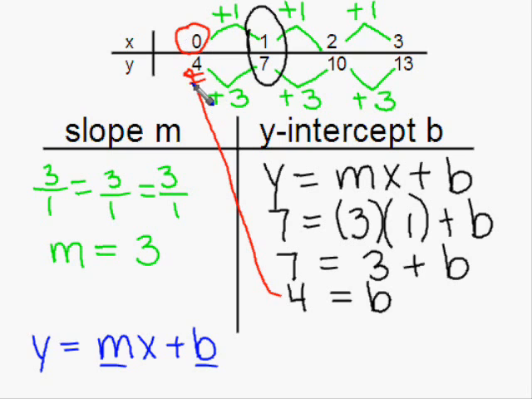So now that we know both the slope and the y-intercept, we're ready to write the equation of our line. y is equal to, for slope we got 3, times x plus our y-intercept of 4. The line that contains the 4 points of this table is y equals 3x plus 4.